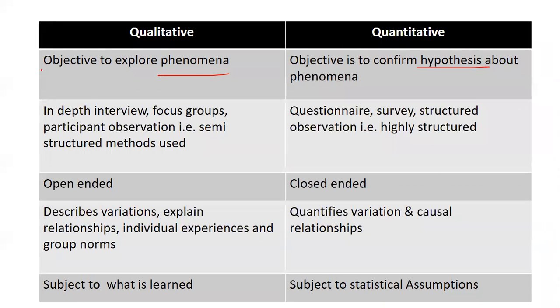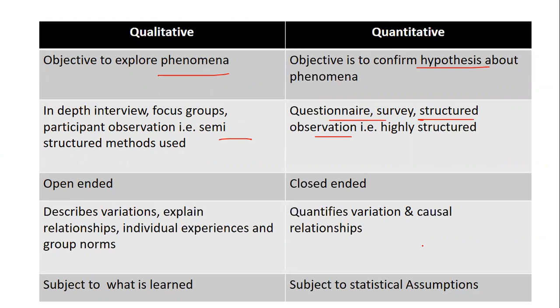When we talk about qualitative research, it is in-depth, in the form of in-depth interviews, focus groups, participant observation, that is a semi-structured method, whereas quantitative is highly structured, in the form of questionnaires, surveys, structured observation. So this also can be a part of your examples, and you have to identify which are qualitative, which are quantitative.